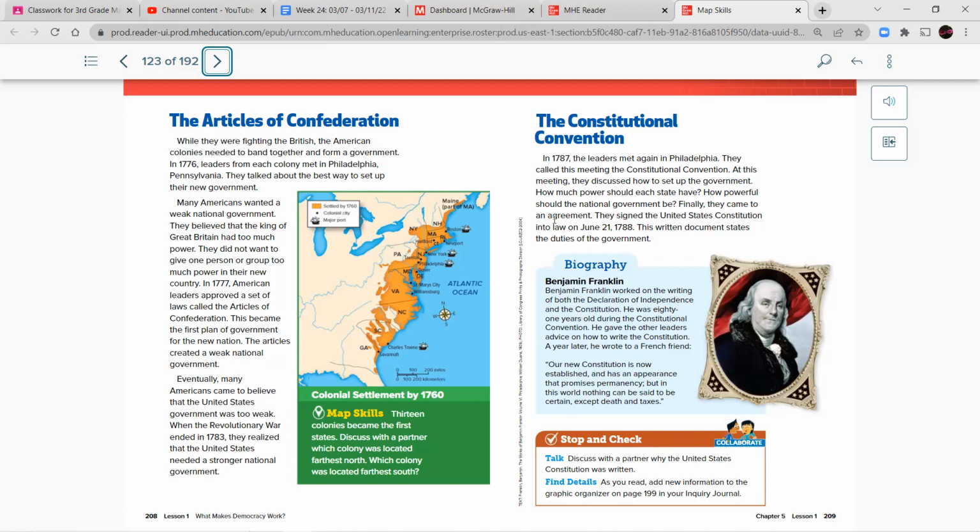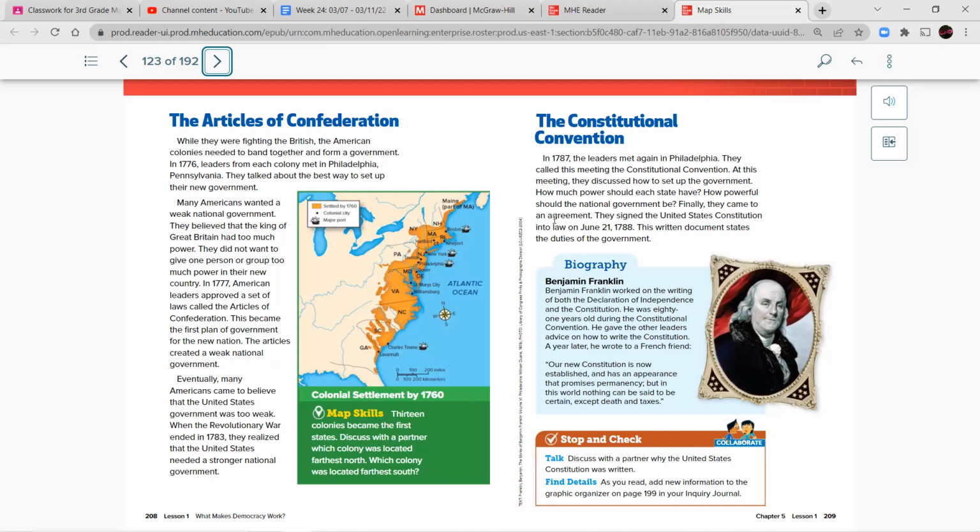The Constitutional Convention. In 1787, the leaders met again in Philadelphia. They called this meeting the Constitutional Convention. At this meeting, they discussed how to set up the government. How much power should each state have? How powerful should the national government be? Finally, they came to an agreement. They signed the United States Constitution into law on June 21st, 1788. This written document states the duties of the government.